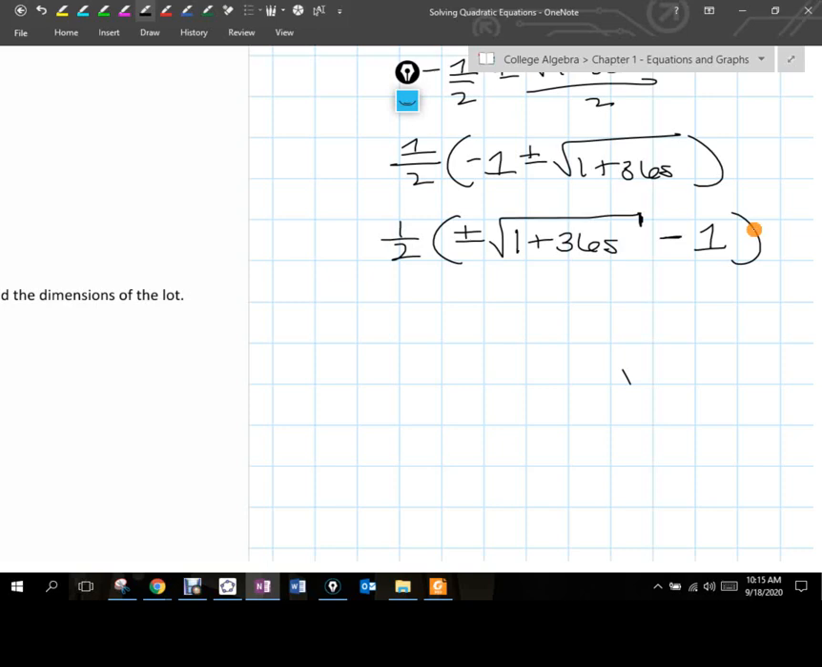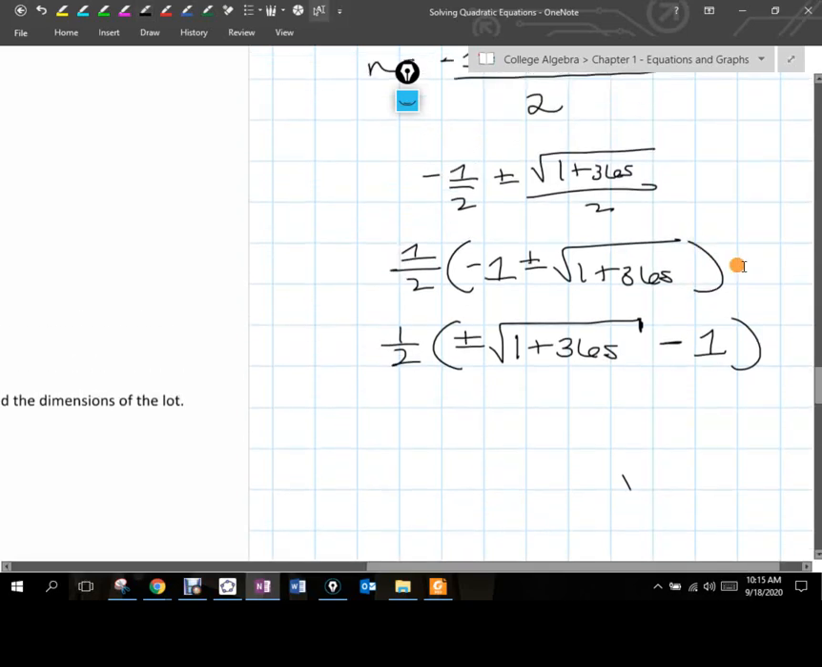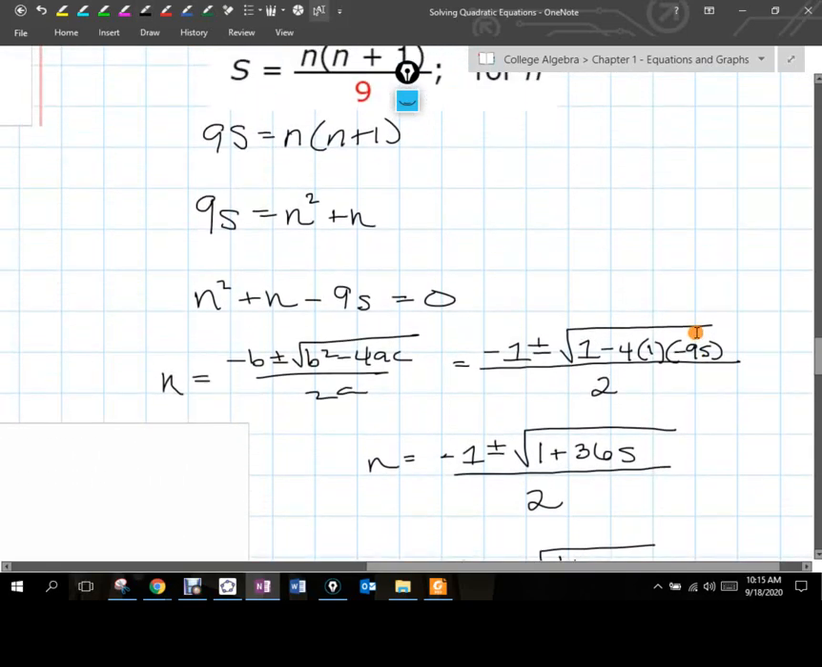Because B is always going to be the coefficient of your middle term. So that's my A value, that's my B value, and that's my C value. So 1 squared is 1.